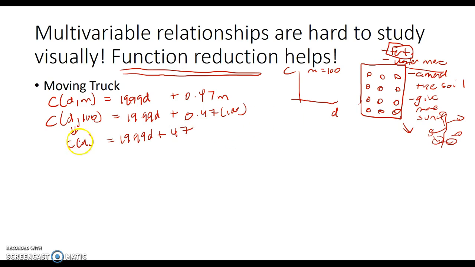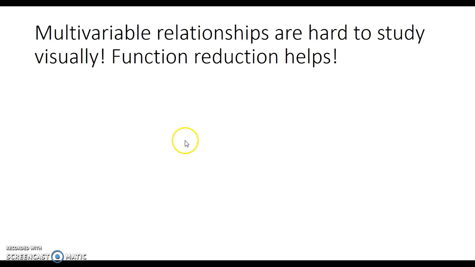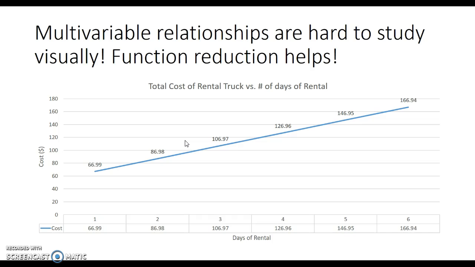Okay, so the reason I do this is because this has taken a multivariable relationship and reduced it down to a univariate relationship. So now I can start to look at what effect d has on the total cost. And as you notice, this is a linear function of the form mx plus b. Well, I can graph this now. So this is the total cost of the rental truck versus the number of days of the rental.